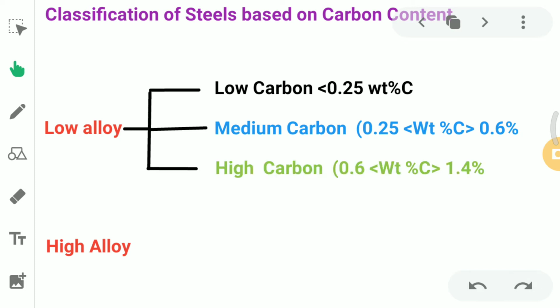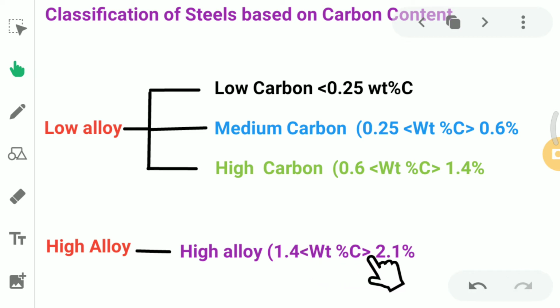And high carbon steels have 0.6 percentage to 1.4 or 1.7, friends. In most books it is written as 1.4, and in some books it is written as 1.7. It is better to consider 1.7 for high carbon steels, friends. High alloy steels are in between 1.7 to 2.1 or 1.4 to 2.1, friends. If you consider 1.7, it is better. 1.7 to 2.1 weight percentage is called high alloy steels.